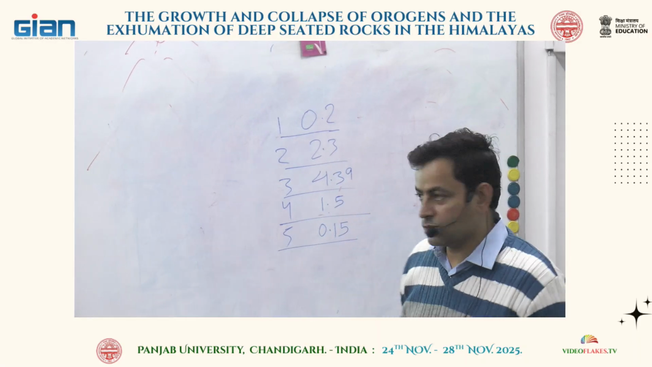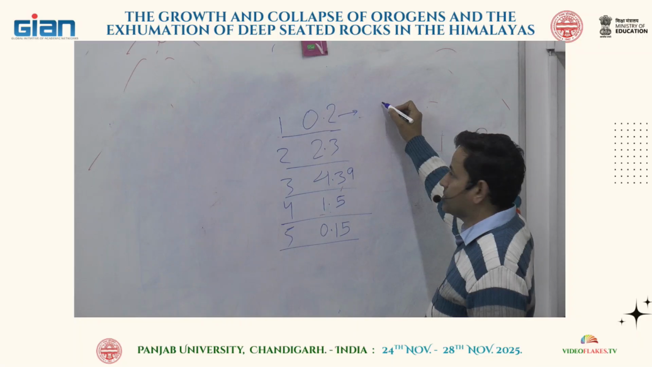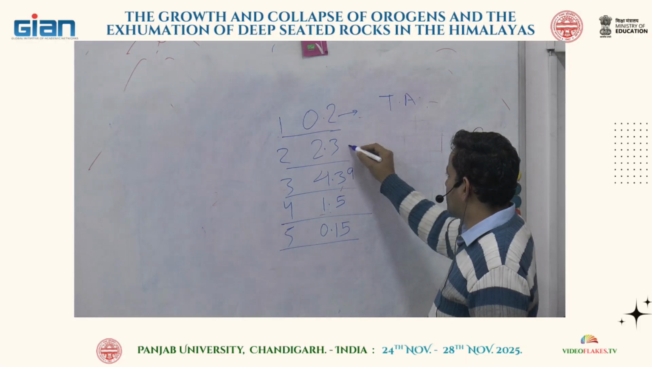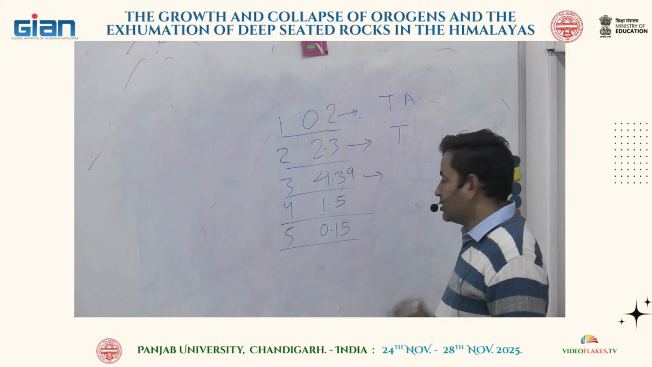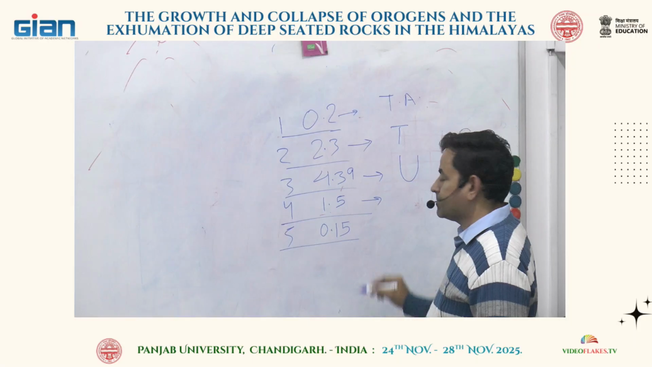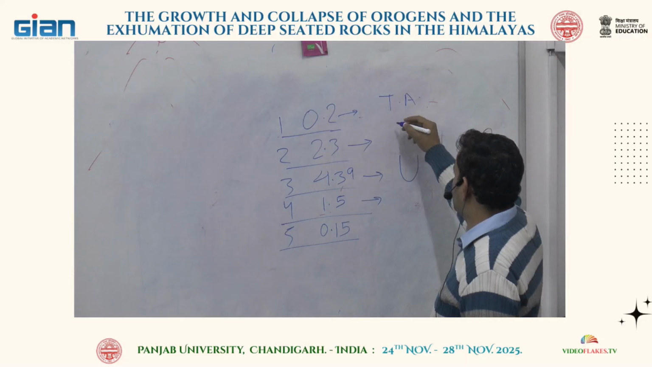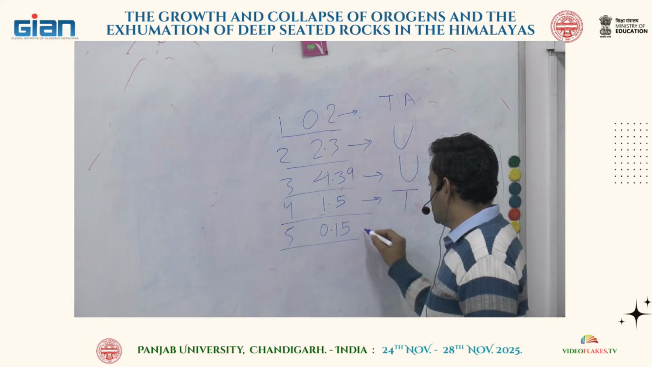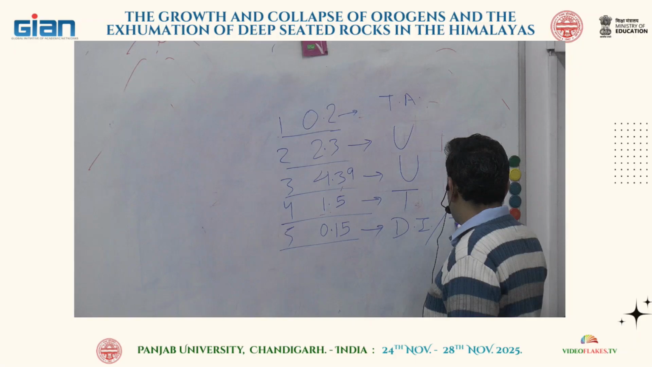So now you can classify also. This valley, deeply incised means tectonically active. This one transitional. This one U-shaped, so no tectonic activity like that. The second one is also above 2. Okay, U-shaped. This one transitional, deeply incised. Deeply incised means tectonically active.